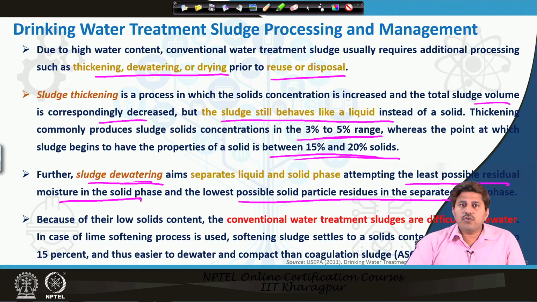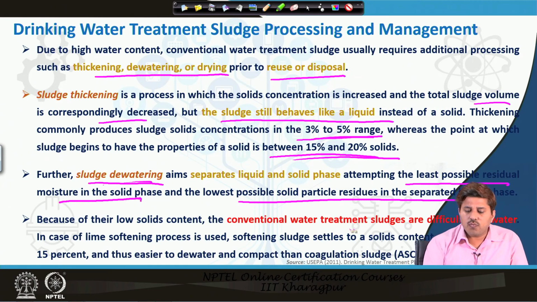Because of their low solid content, these conventional water treatment sludges are difficult to dewater. In case the lime softening process is used, the softened lime sludge is in fact better to dewater. It has a solid content ranging from 2 to 15%, so it is easier to dewater and generally more compact than the coagulation sludge.